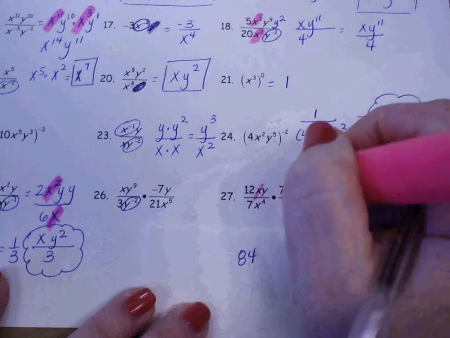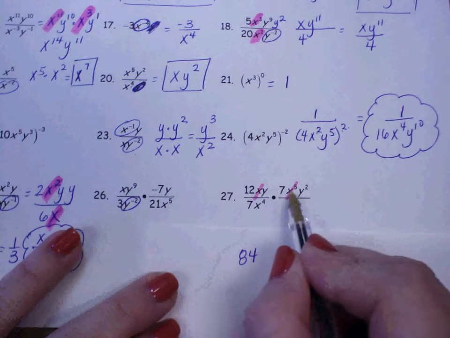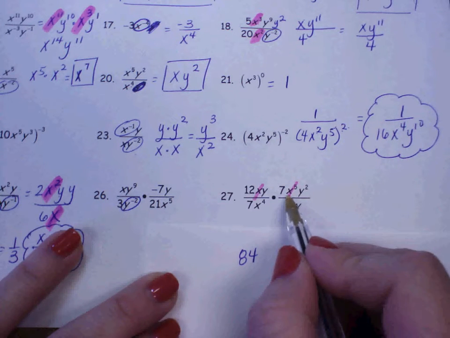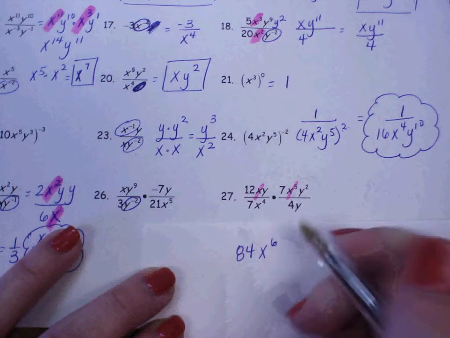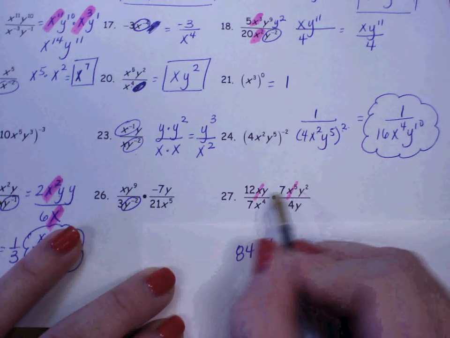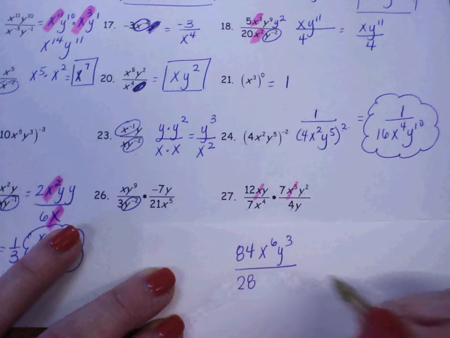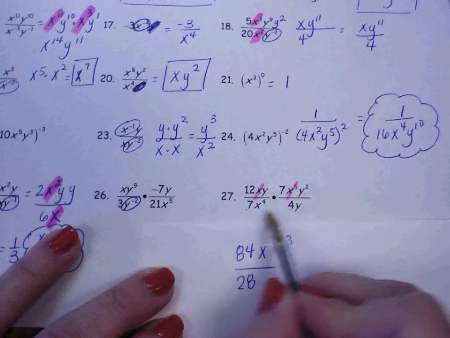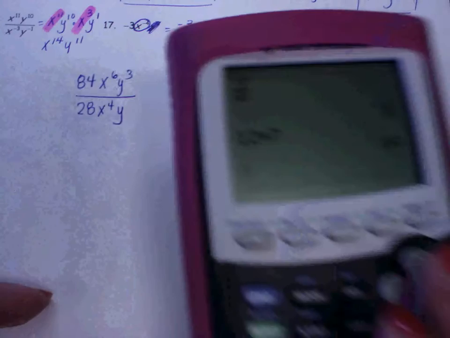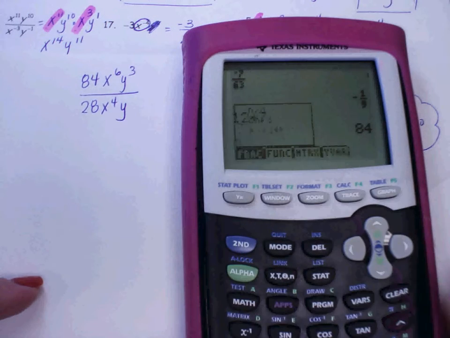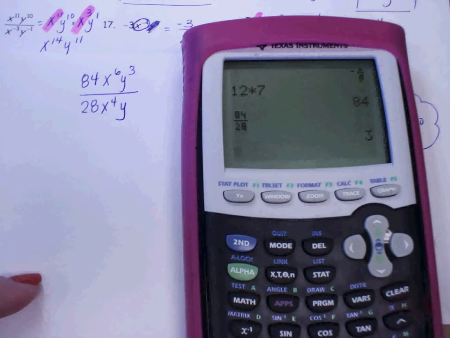That one and that one? Those two? Okay, what do we do with the exponents? Okay, then tell me. And then the y's? Y to the third. All right, 7 times 4? 28. And then there's nothing that we can add, right? So x to the 4 and y. Now we can simplify 84 and 28. That would be 3.